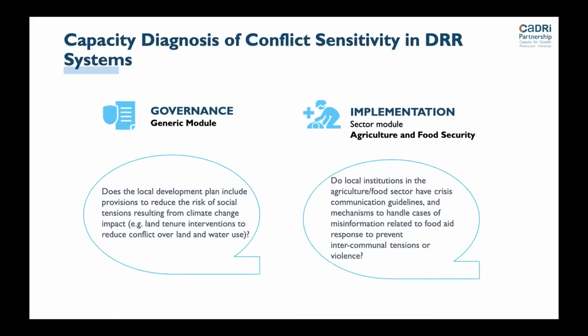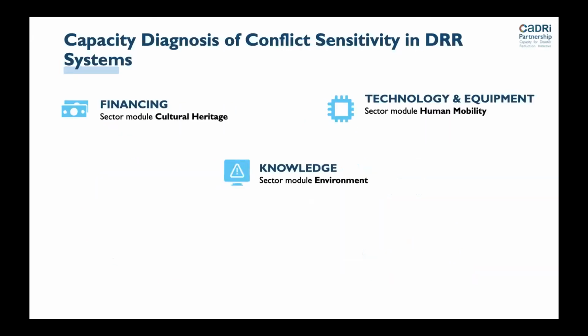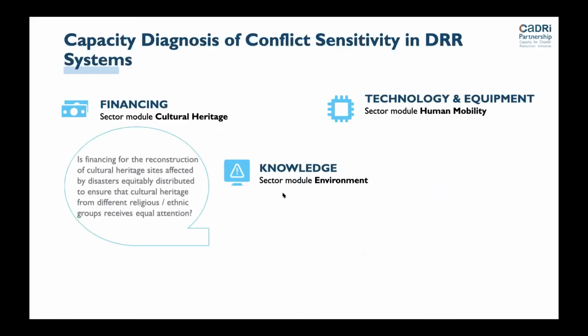When we talk about governance, what are we talking about? When we're talking about implementation, what is it we're talking about? But here, what we are showing is that we look at governance and implementation in one specific sector or in general terms. So it's basically what we have. We also have the financing aspects, technology and equipment, knowledge, these aspects considered in the tool.